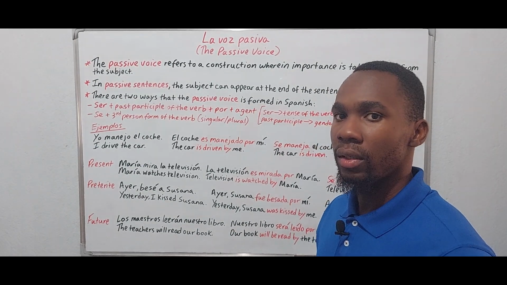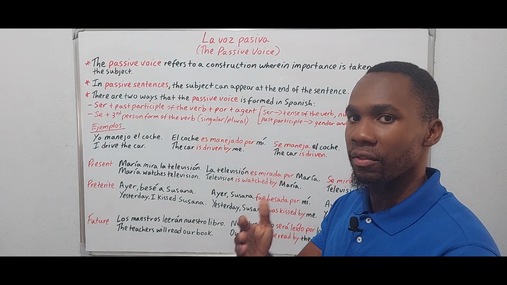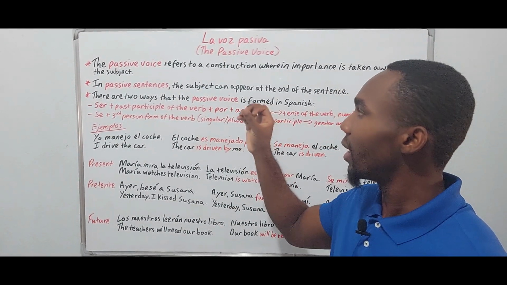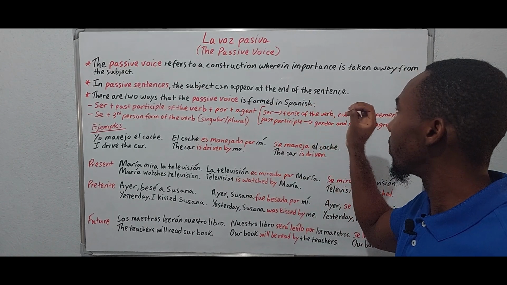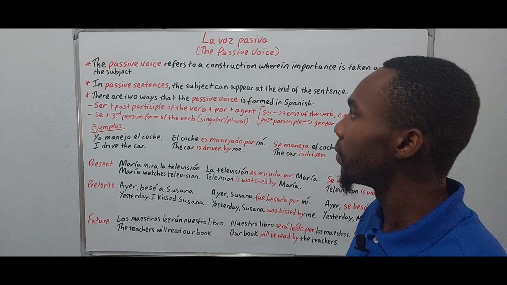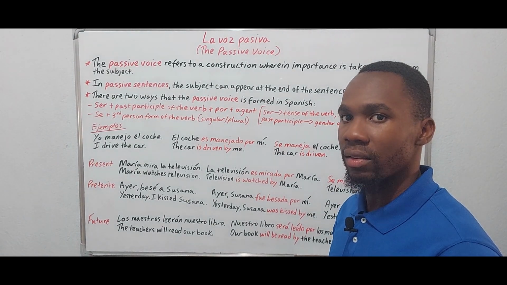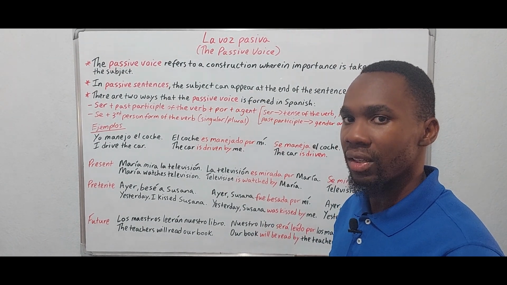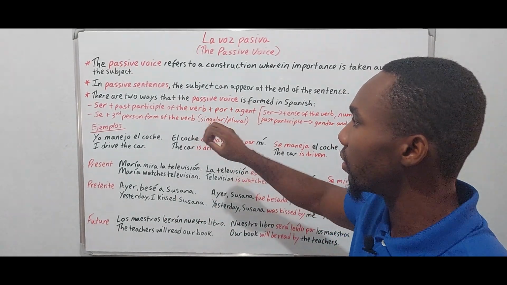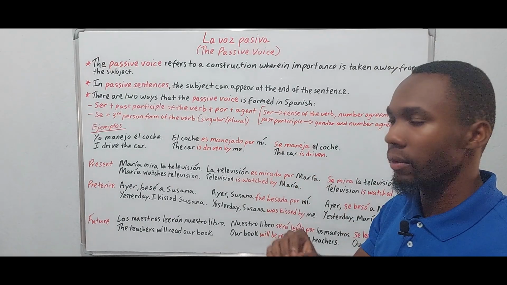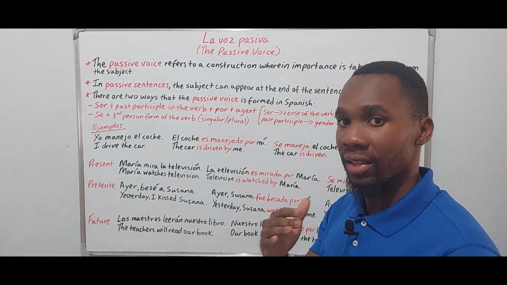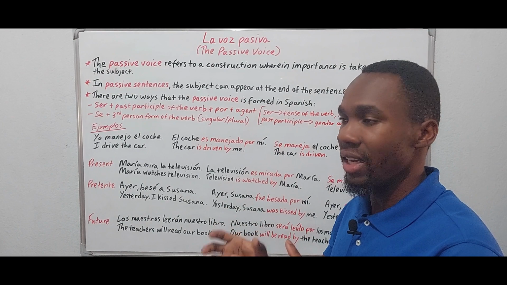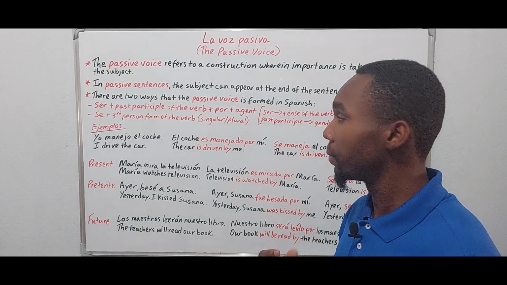The passive voice now reverses that order, and we have the object, verb, and then the subject, right? So let's get into the passive voice. The passive voice refers to a construction wherein importance is taken away from the subject. Okay. So when we want to construct a sentence that removes attention from the subject, we use the passive voice. But how do we remove this attention? In passive sentences, the subject can appear at the end of the sentence. Remember I told you in the active voice, the subject appears at the start. Well, in the passive voice, the subject appears at the end. So we know that major changes have to occur, okay?